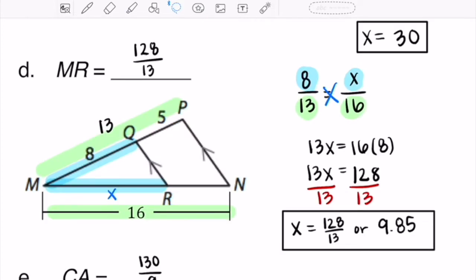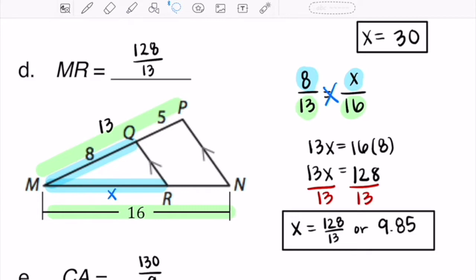This one's different. So for this one, you're trying to solve to figure out the length of segment MR, but see on the bottom of the picture how the 16 is the whole side. So we're going to use the second set of proportions for this one. So we're going to do blue over green. Where I've labeled 13 on the picture is because that whole top segment from M to P is 13. So blue over green equals blue over green. You'll multiply your cross product, so 13 times x, and then 8 times 16, and then divide.